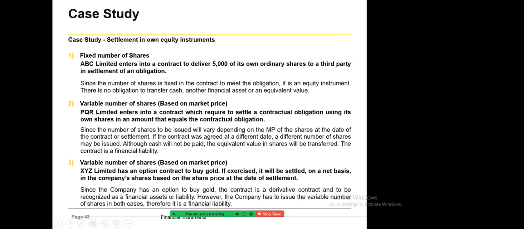Only in the first case, where a fixed number of shares was being offered, will it be considered an equity instrument. Rest, in both the other cases, it will be considered a liability.